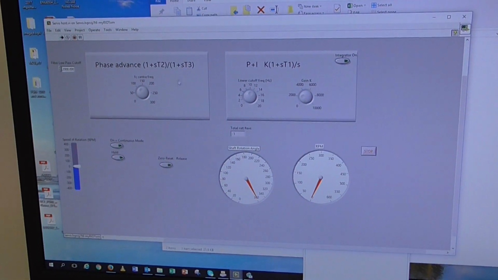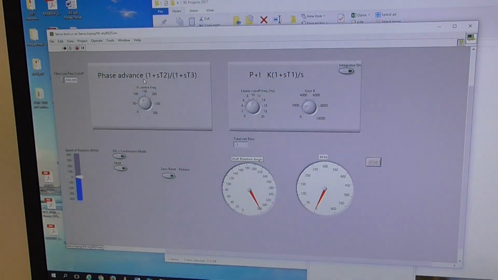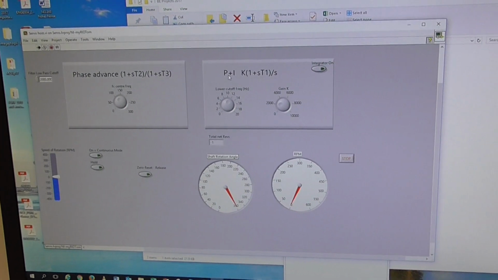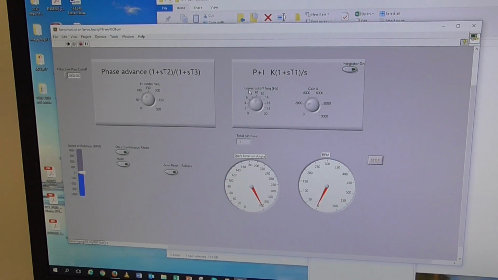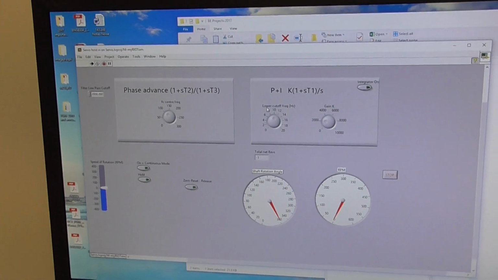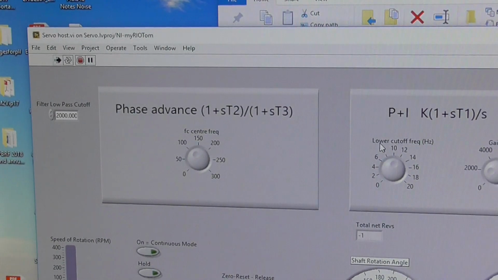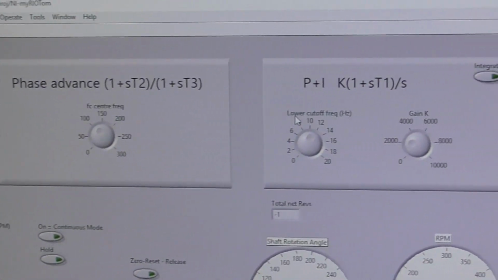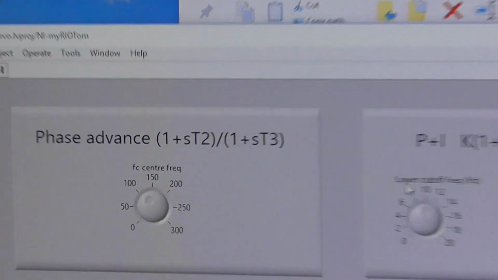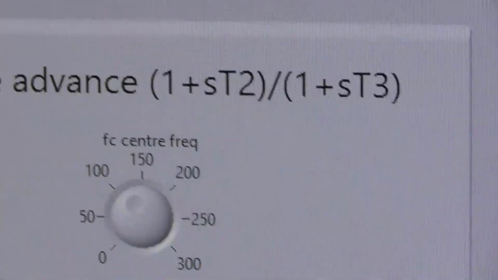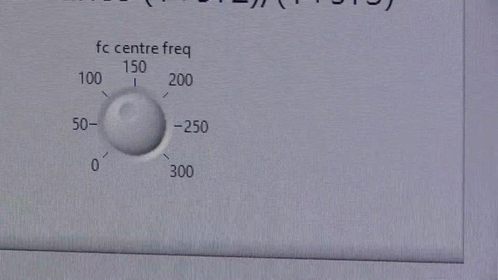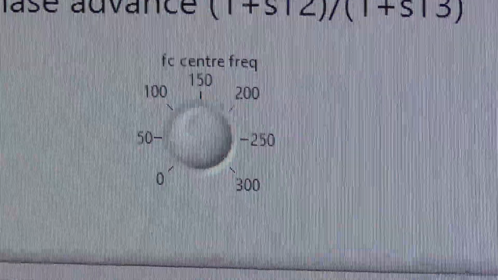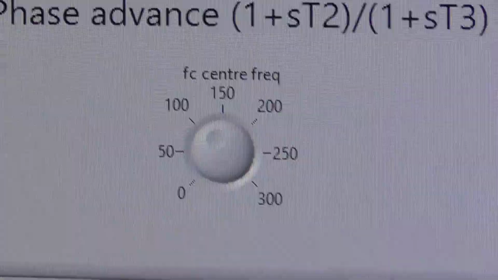You'll see that I've got a phase advance compensator here and a P plus I, and I looked at them in previous videos, at least the mathematics of how you can make them up. What you do is you get the analog version, which is (1 + sT2) over (1 + sT3), and you use the bilinear transform to convert them. This means that I can specify a certain center frequency for my phase advance. In this case it's 100 Hz, and the design's kind of taken care of.